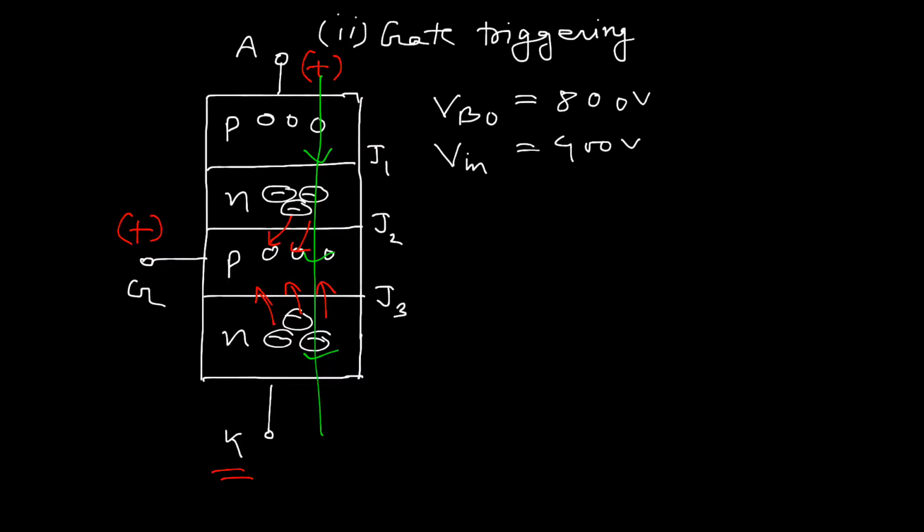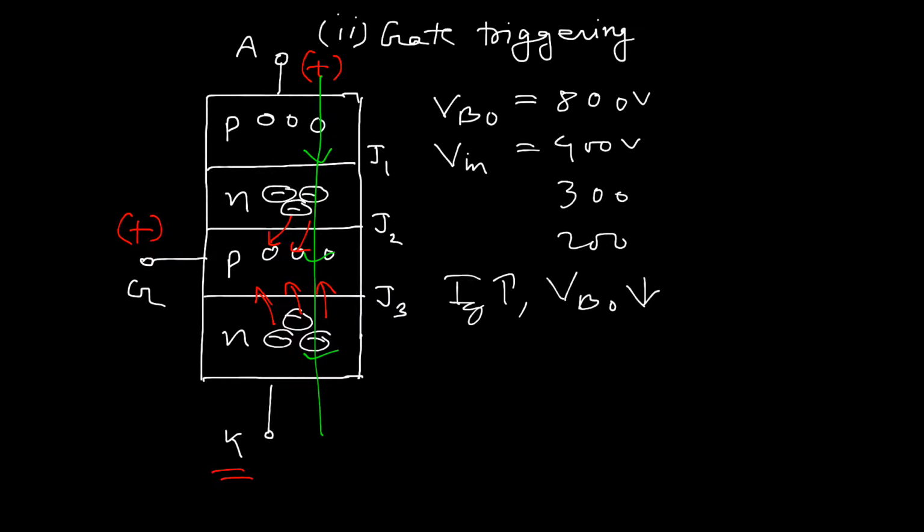But by using the gate terminal, with a gate biasing voltage that is very small in magnitude, the device can work under the normal working condition of 400 volt. Suppose again we are increasing the gate current, then the device can work under lower voltage, say 300 volt or 200 volt and so on. That means if we are increasing the gate current, the breakover voltage should decrease.